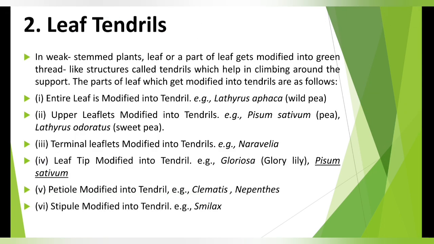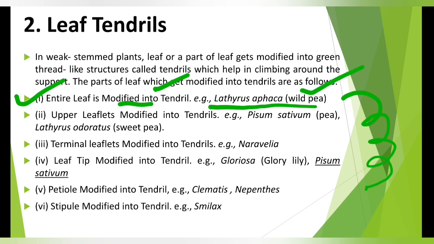Then leaf tendrils. Generally in weak stem plants, a leaf or part of a leaf gets modified into a thread-like structure called tendril. It looks like this, tendrils, which help in climbing or support. The parts of leaf which get modified into tendril are as follows. Sometimes the entire leaf is modified into tendril, as seen in Lathyrus aphaca or wild pea. Sometimes the upper leaflets are modified into tendrils, as in Pisum sativum and Lathyrus odoratus, sweet pea.